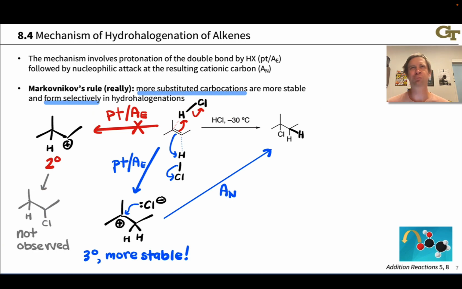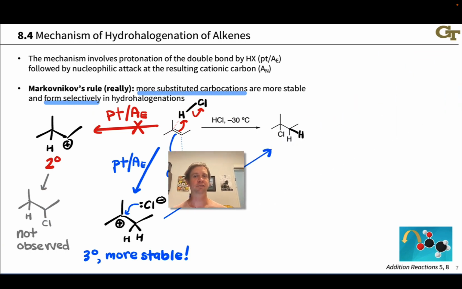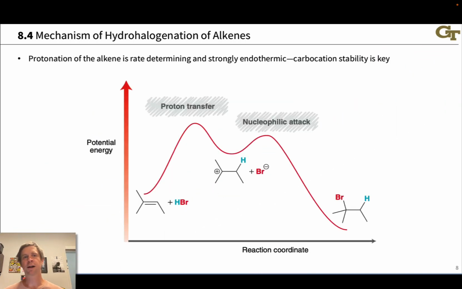So Markovnikov's rule really, when we peel back the arbitrariness, just comes down to carbocation stability. This reaction occurs through the more stable carbocation selectively. The reaction coordinate diagram for hydrohalogenation can help us reinforce this point. The first step is proton transfer, and it's endothermic because we're going from a neutral alkene to a carbocation. And so we're going uphill in energy to generate this rather unstable carbocation intermediate, even despite the acidity of HBr.